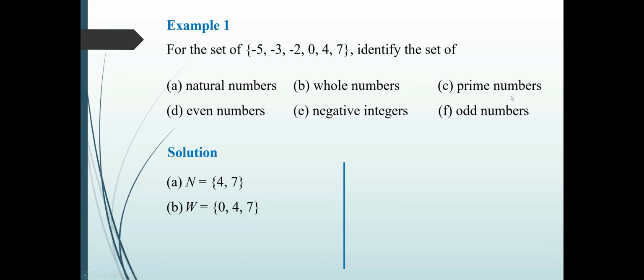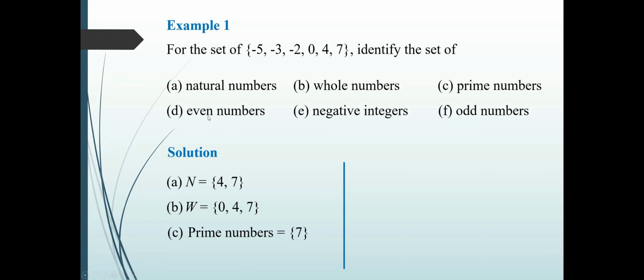Prime numbers would be also known as nombor perdana. So what are the prime numbers here? You may say 2, 3, and 5, but these numbers have negative signs. Negative numbers are not prime numbers. So that's why the only prime number here is number 7. 4 is not a prime number because it can be divided by 2. So the prime number is 7.